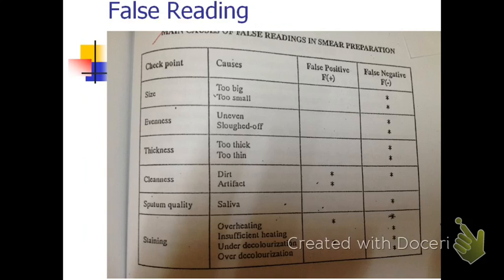So how would we know if we have a false positive or false negative? The checkpoint would be the size. It should not be too big or too small. Then the evenness of the smear, which may result in false negative. The thickness should be not too thick or too thin, so that's the reason why proper coiling is very important. And then the cleanness of the slide. Dirt and artifacts may interfere, which could result in false positive or false negative.